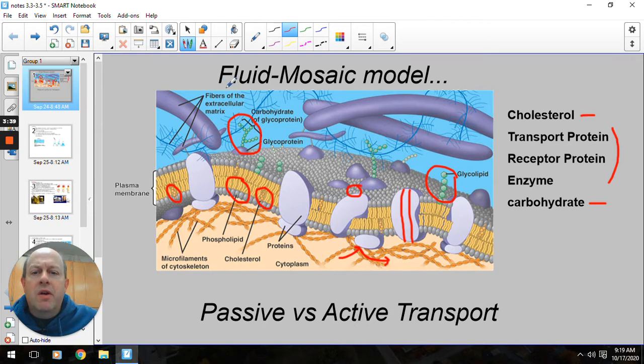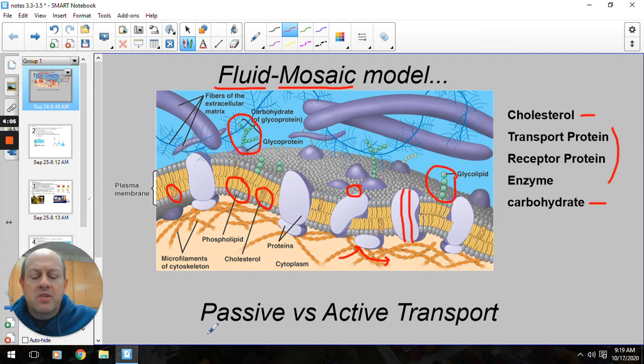We call our schematic of the cell membrane the fluid mosaic model. It's fluid because all of this stuff can move around inside these floating phospholipids. The mosaic part comes from the very large variety of things in the cell membrane. And so that's where we get the mosaic.